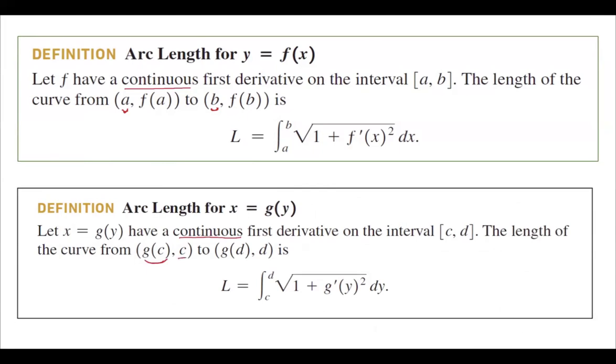g of c, but now you're working with your y, so you're going to focus on your c to this terminal point g of d, and since you're working with your y, is the definite integral from c to d of the square root of 1 plus g prime of y squared dy. Please note that this exponent only belongs to the derivative. You are not raising the whole thing to the second power, just the derivative itself.